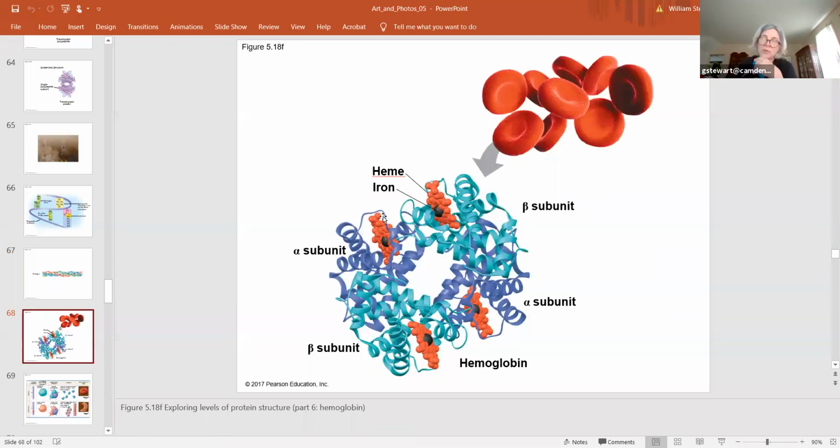Hemoglobin is usually our poster child for showing you protein structure. Similar to transthyretin, it has 4 subunits, 2 alpha subunits, 2 beta subunits, and then this area here is the iron portion where the oxygen actually binds. So each hemoglobin molecule can bind 4 molecules of oxygen. And they're showing you that inside a red blood cell, it is chock full of hemoglobin, right?